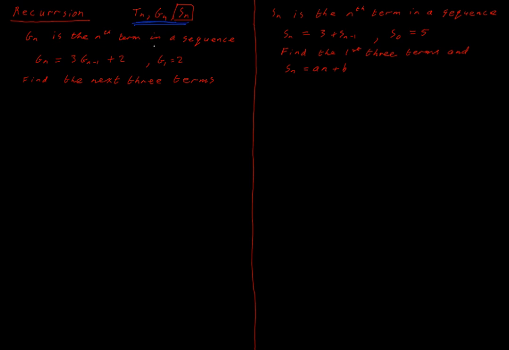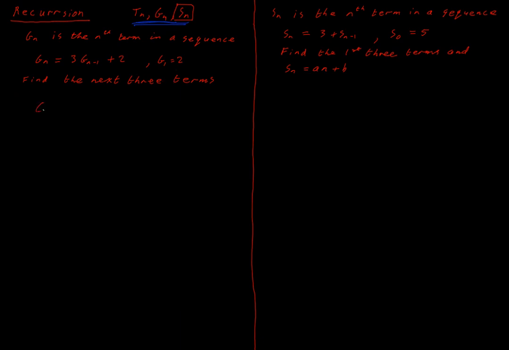G of n is the nth term in a sequence. G of n is equal to 3 times G of n minus 1 plus 2. What does that mean? A particular term in our list is given by 3 times the last term in our list plus 2. So this is why it's recursive. The way to get to the next term is to take the previous term directly and do some work with it. That is how we get from one term to the other. And we're also given the information that the first term in our list, G1, when n is 1, is going to be 2. So let's put this into practice now.